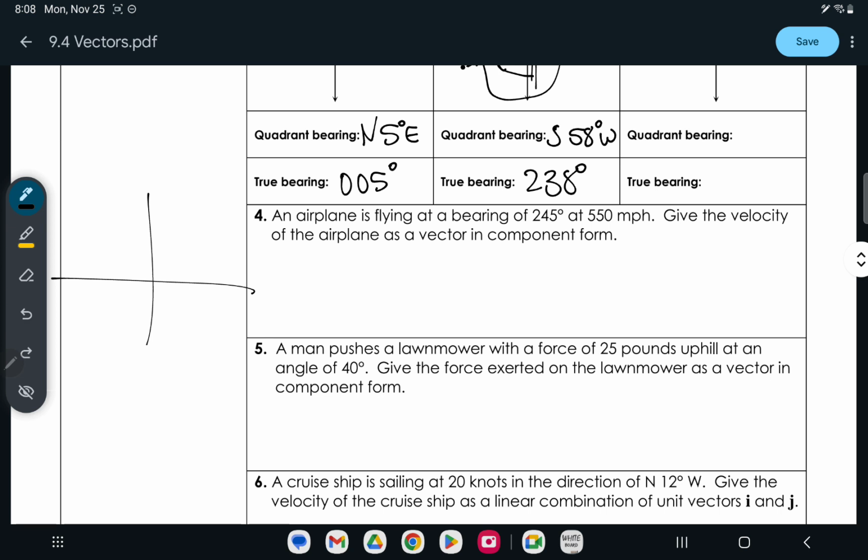Okay, so a bearing is from the north all the way to the vector, clockwise. So north, clockwise, 245. Well, that's 90. That's 180. This is 270. So 245 is somewhere here. So that whole thing, 245. At 550 miles per hour.